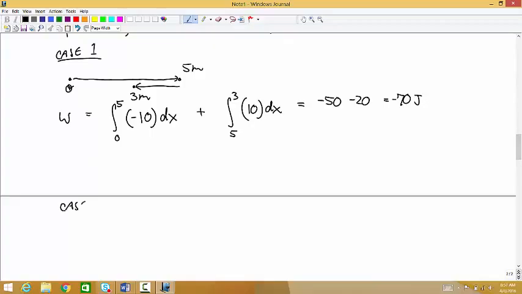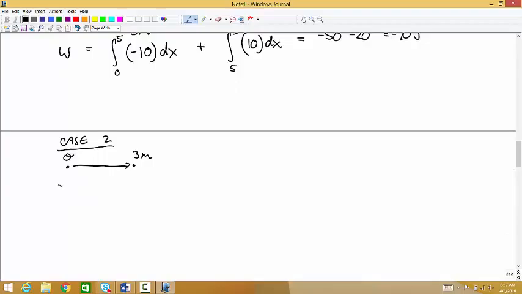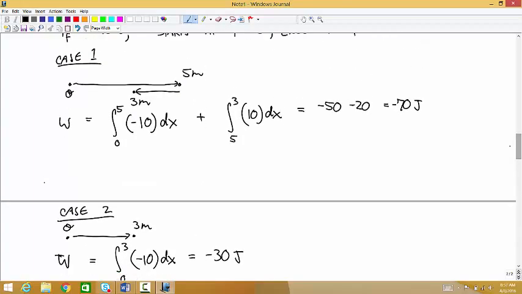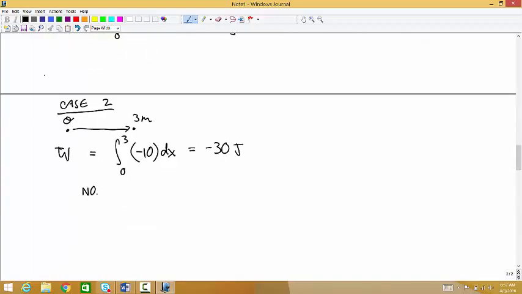So now case 2, we're just going to go directly from 0 to 3. So the work is just the integral from 0 to 3 of, what's the direction of that part of the friction force? To the left, so negative 10 dx, and so we get negative 30. Okay, not the same. That's the idea.